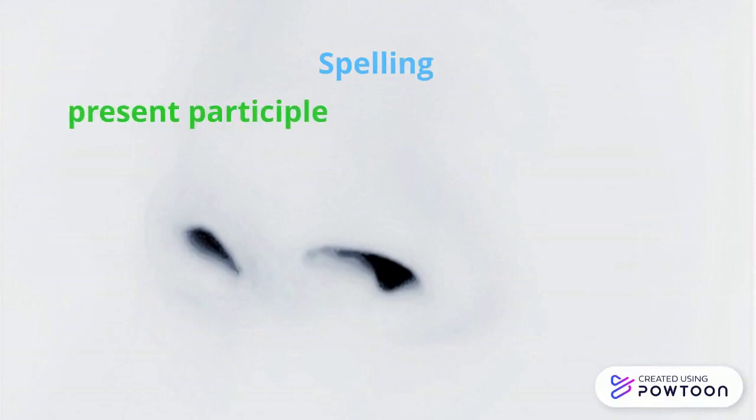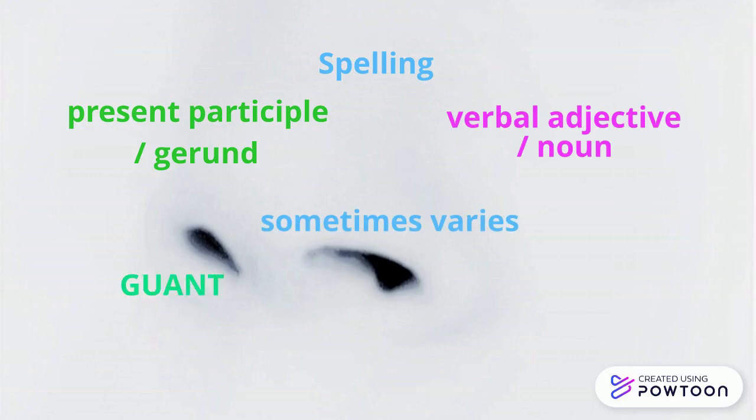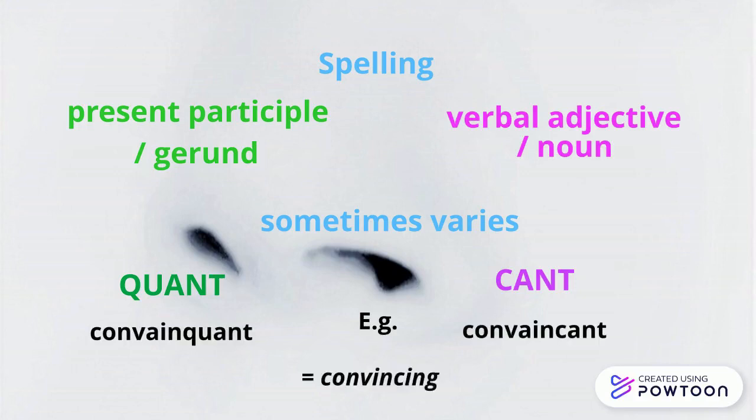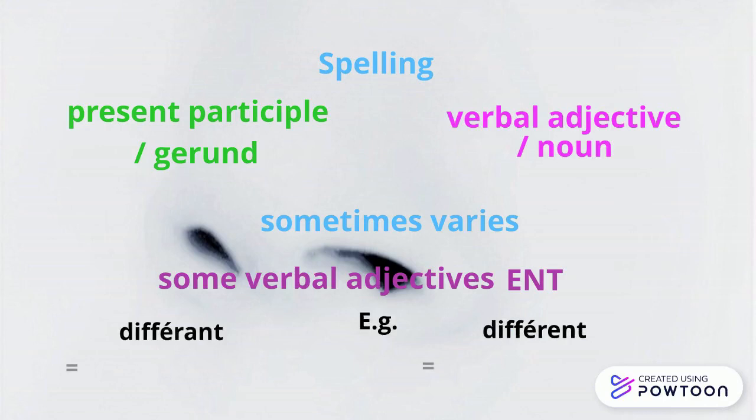The spelling of the present participle and the gerund, on the one hand, and the verbal adjective and the noun that derive from it, on the other hand, sometimes varies. While the present participle has a -guant ending, the verbal adjective has a -gant ending. For instance, fatiguant, fatigant, tiring. While the present participle has a -quant ending, the verbal adjective has a -cant ending. For example, convainquant, convaincant, convincing. And finally, some verbal adjectives have an -ent ending. For instance, différent, different.